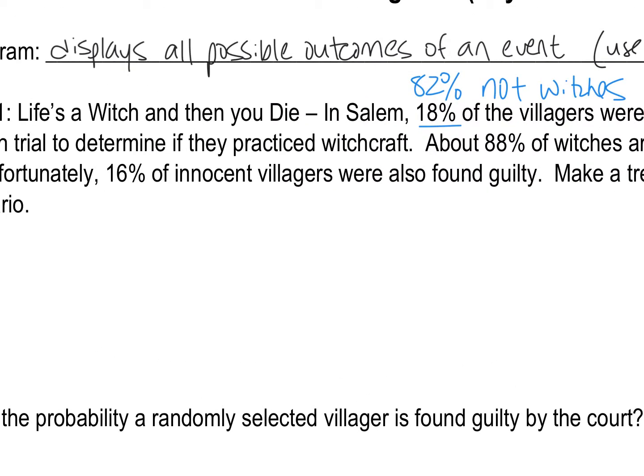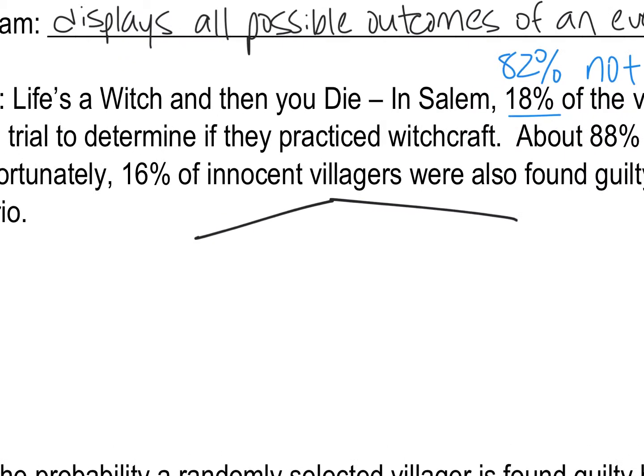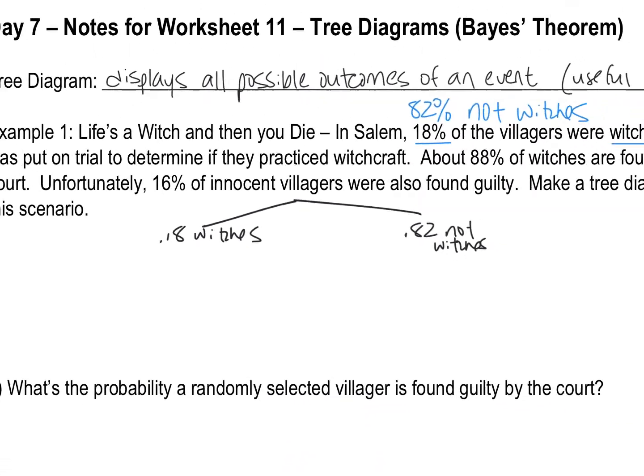So my tree looks like this. I'm going to spread it out so I have plenty of room to write. 0.18 witches. And that also means 0.82 not witches. It's important to label with words what these numbers mean, so just keep that in mind.